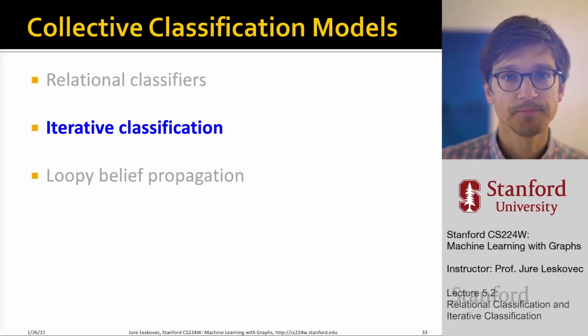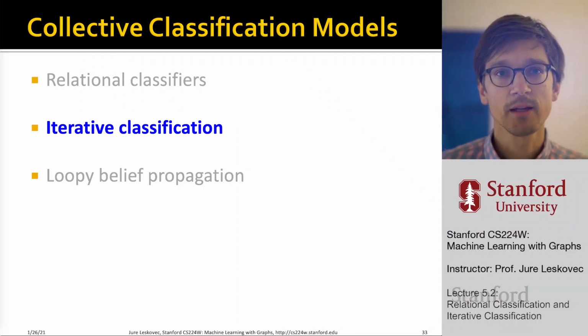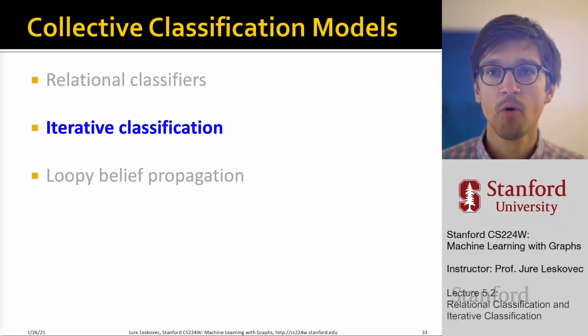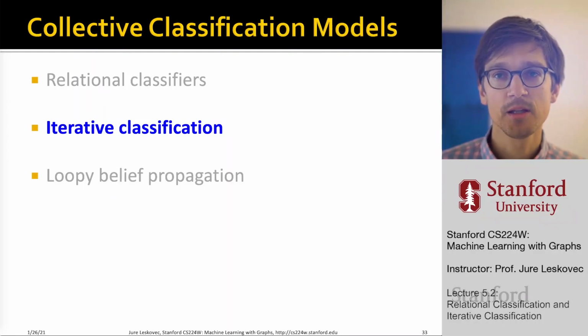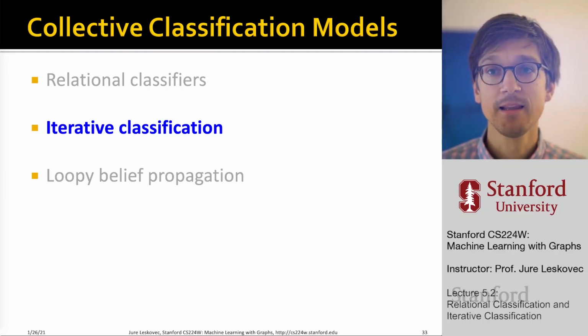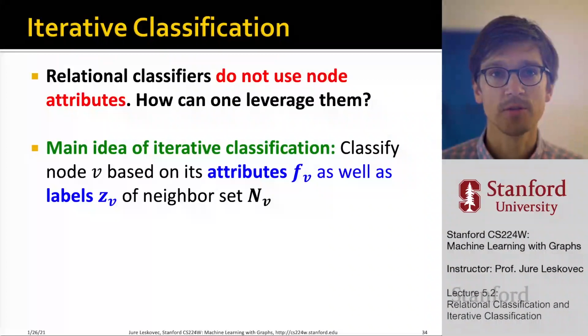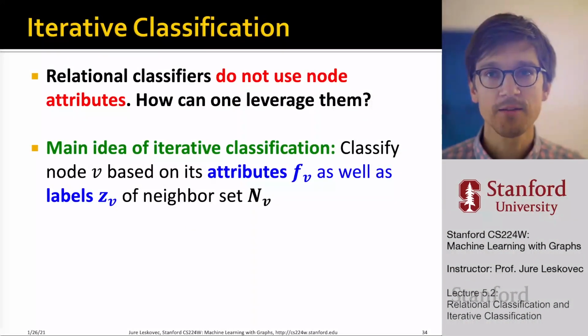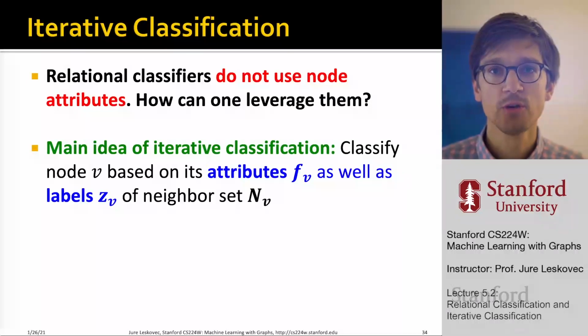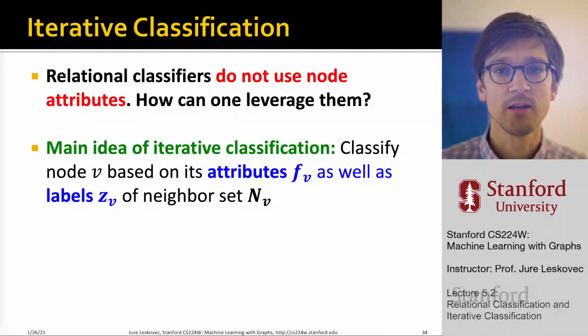So now we are going to look at iterative classification, a different type of approach that will use more of the information. In particular, it's going to use both the node features as well as the labels of the nearby nodes. So this will now combine both the network as well as the feature information of the nodes. The relational classifiers that we have just talked about do not use node attributes. They just use the network structure and the labels. So now the question is, how do we harness the information in node attributes?